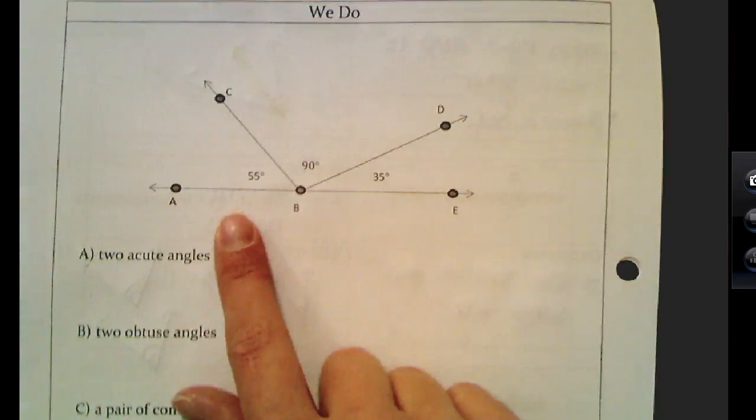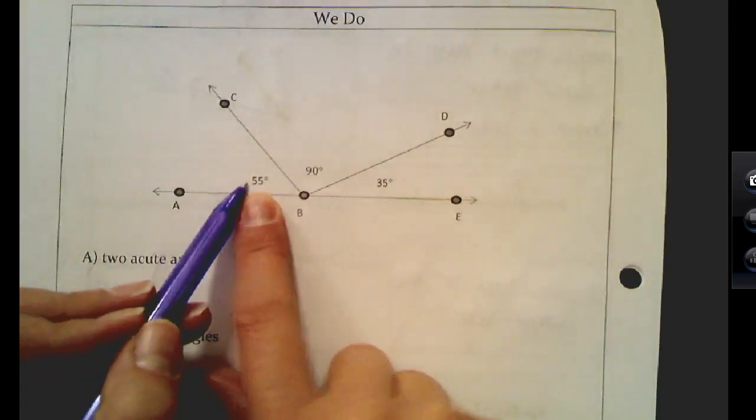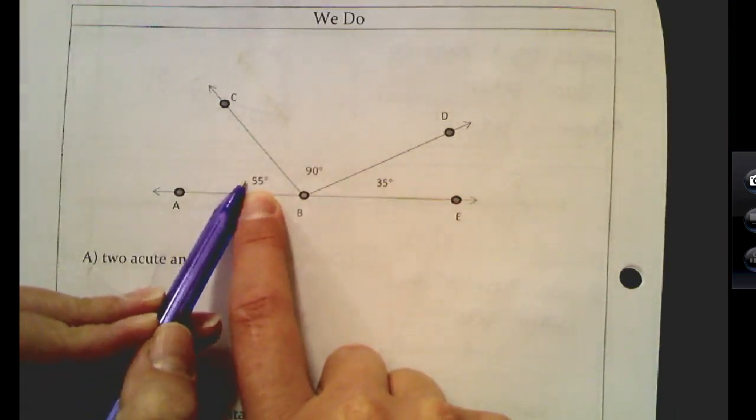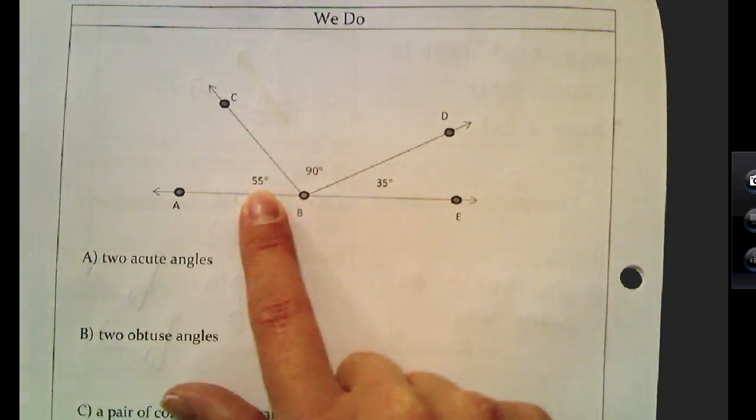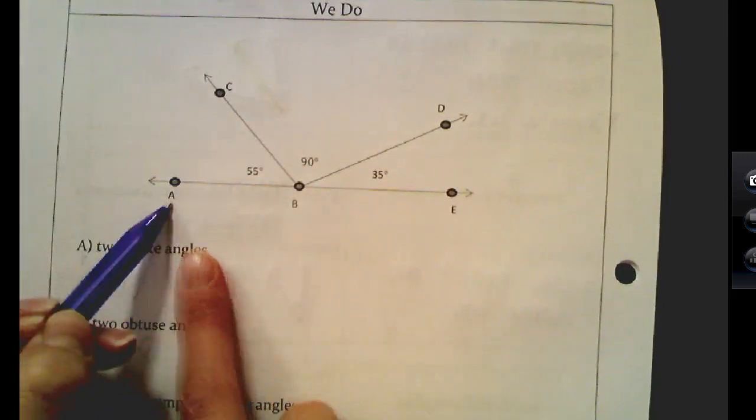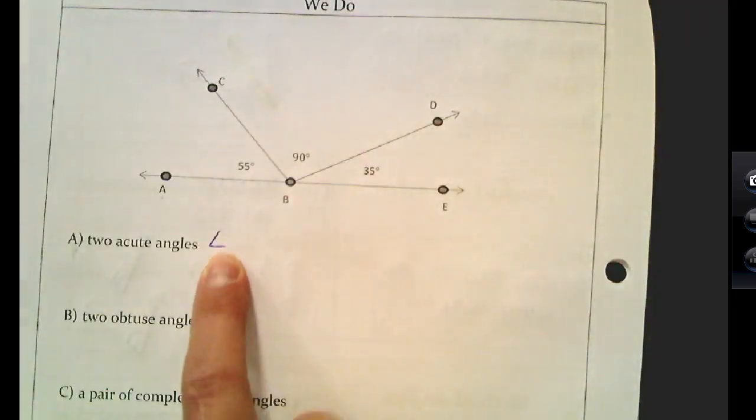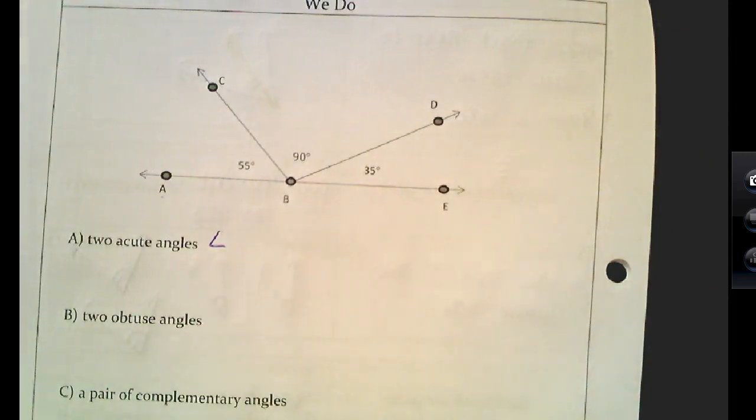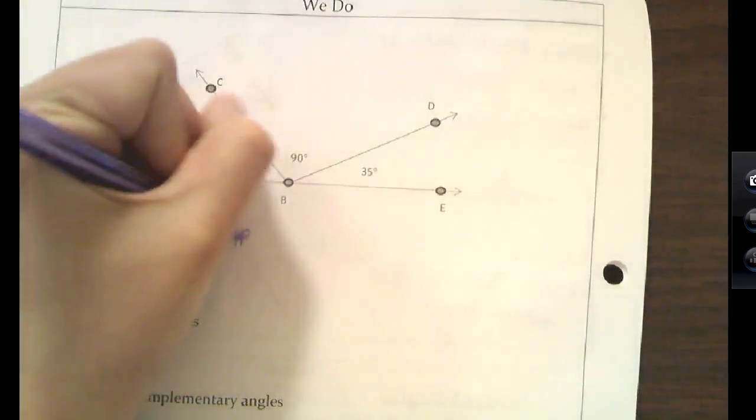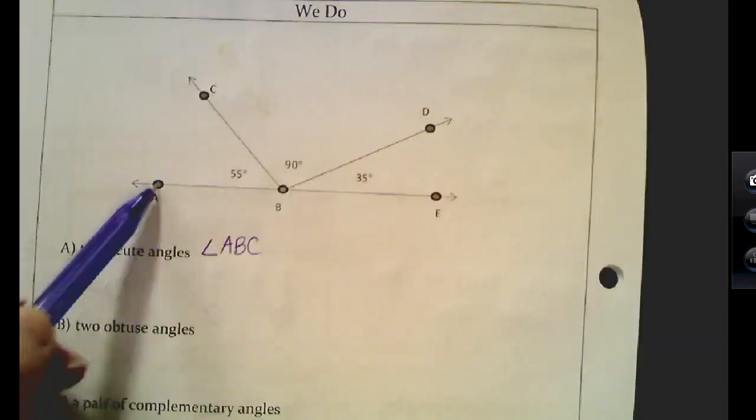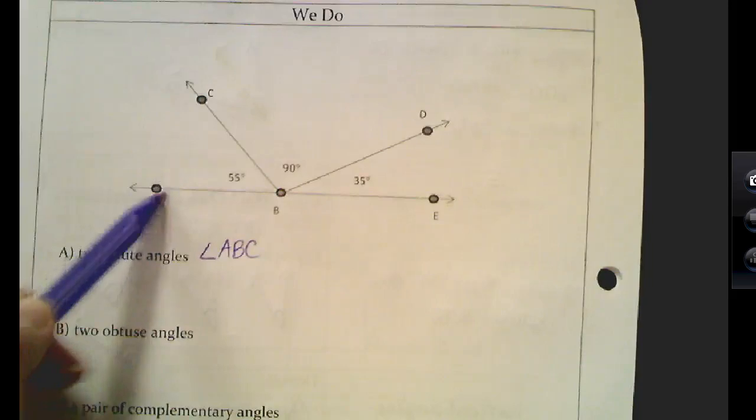So in this diagram here, do you see this angle that's 55 degrees? We have to write a name for that angle, and we're going to use these points right here to name it. It's ABC. Very good. So I'm going to go ahead and write, this is the symbol for angle ABC. If you go from A to B to C, that's angle ABC.